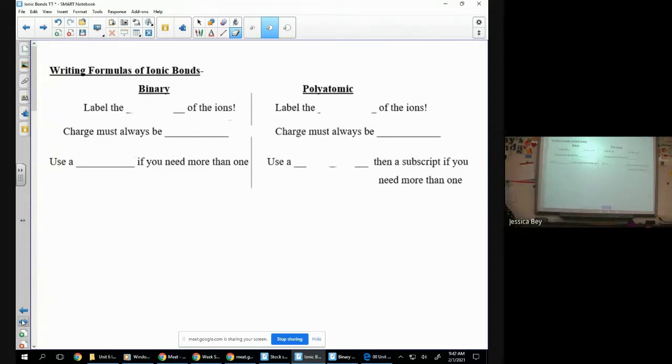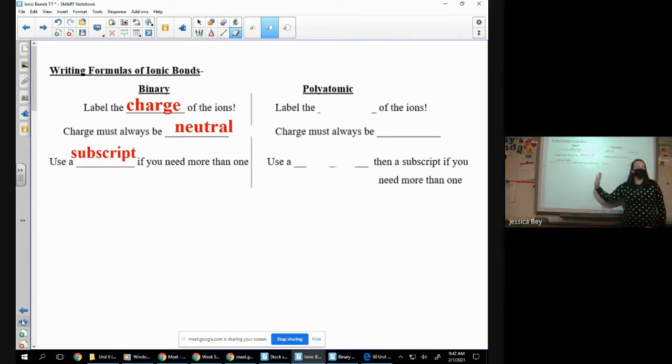Let's talk about formula writing. It's no different than what we did last week. We're just going to add one little thing. All right, so binary. What we were doing last week, same thing. You label the charge of each thing that's going to be involved in a compound, and the charges of each of the ions, and then you have to make them neutral. So if you have a +3 and a -2, you need them both 6. If you have a +1 and a -2, you need to make them both 2. And you use a subscript if you need more than one. That is what we have been doing.